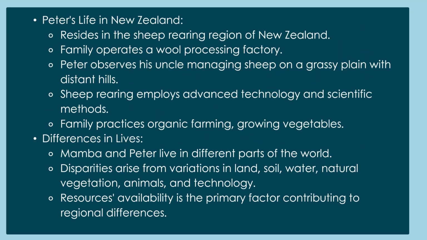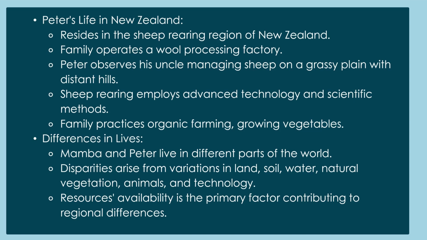Now, this is the second example. Peter's life in New Zealand. Resides in the sheep-rearing region of New Zealand. Family operates a wool processing factory. Peter observes his uncle managing sheep on a grassy plain with distant hills. Sheep rearing employs advanced technology and scientific methods. Family practices organic farming, growing vegetables.